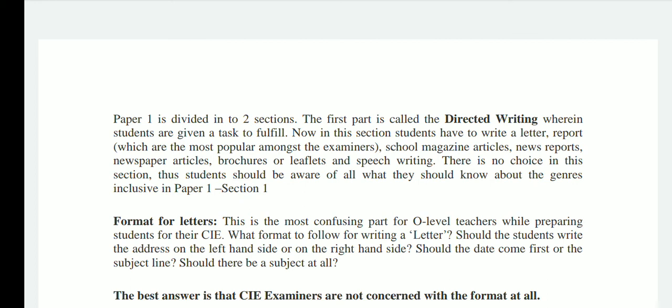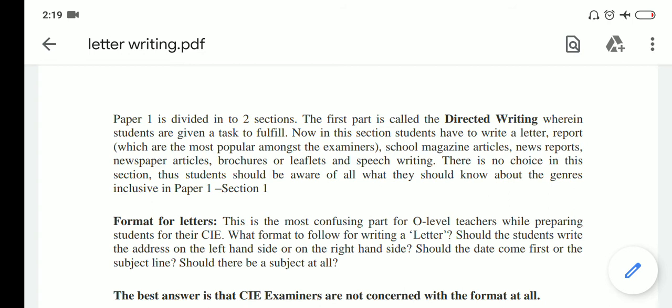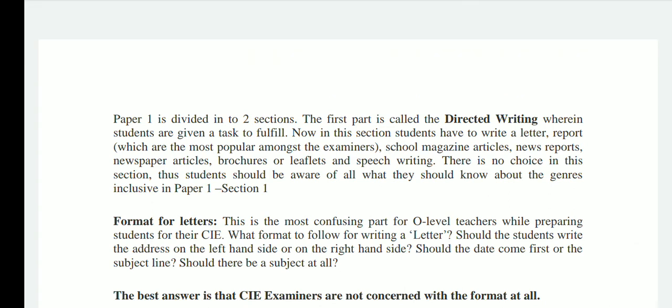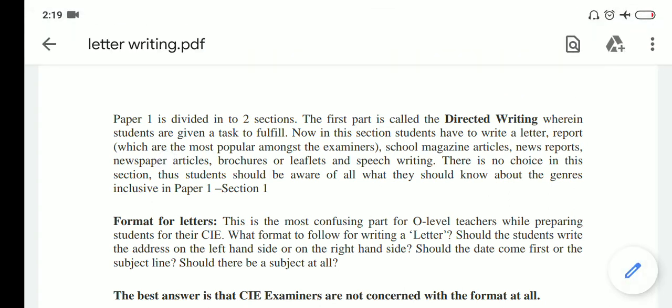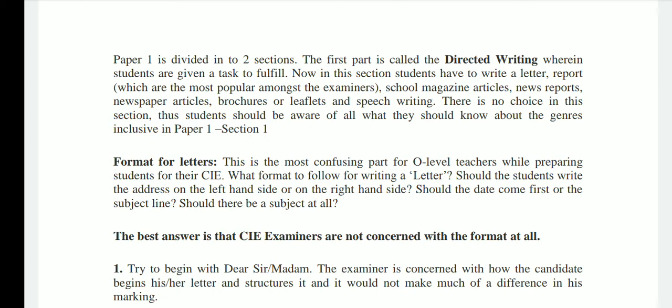Here you will have to fulfill a task. A task will be given to the students, and the task can be a letter, report, school magazine, news article, newspaper article, brochure or leaflet, or speech writing. So these are different types of tasks that can be given, and there is no choice in section 1, and you have to attempt this. So today we are going to start with letter writing.